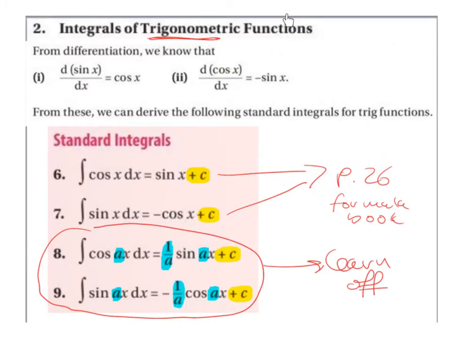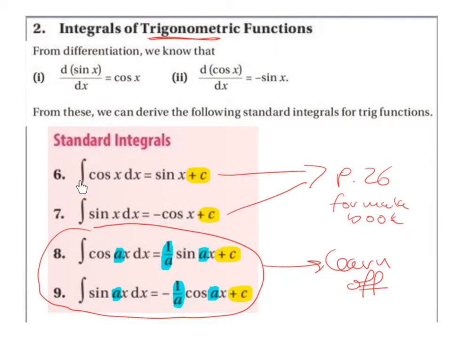Integrals of trigonometric functions. From differentiation, we know that d sine x dx equals cos x, and d cos x dx equals minus sine x. From these, we can derive the following standard integrals for trig functions.